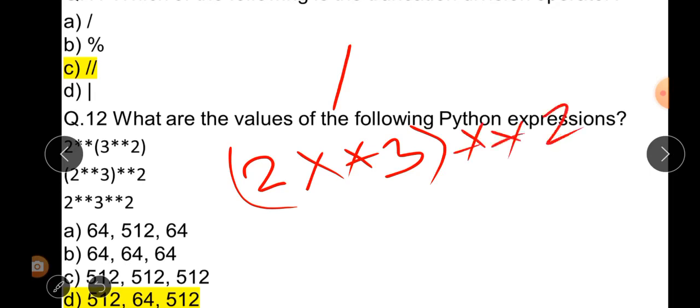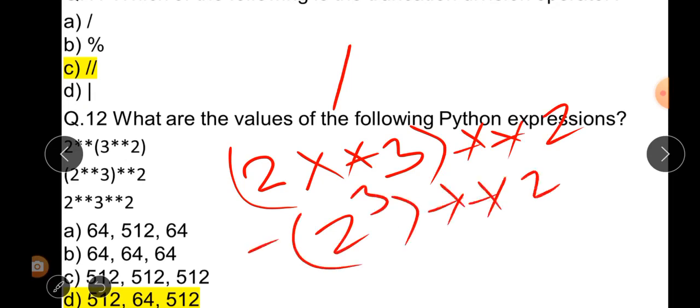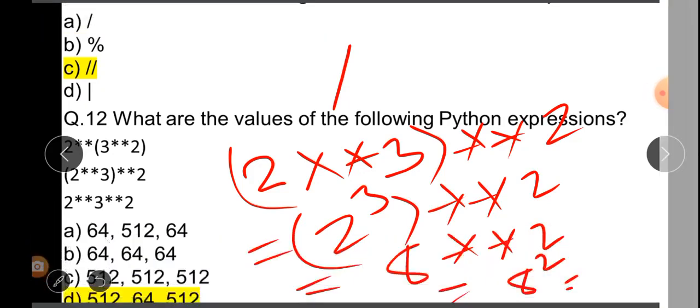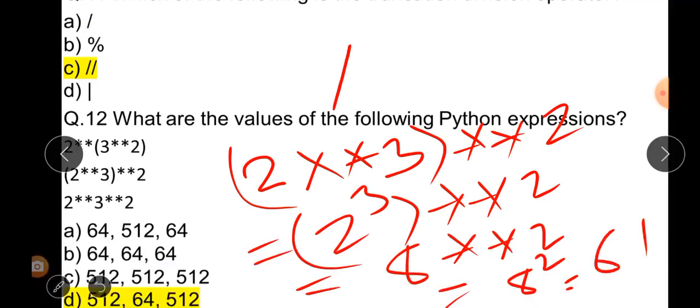So obviously the bracket should be evaluated first. It means 2 power 3 double star 2, and that is 8 double star 2, which means 8 power 2, and 8 power 2 is 64. So 64 is the answer.